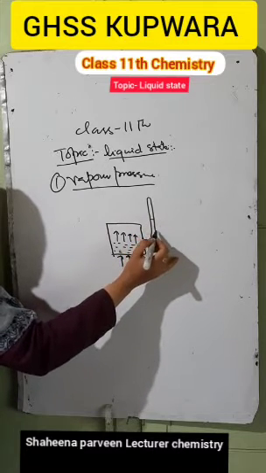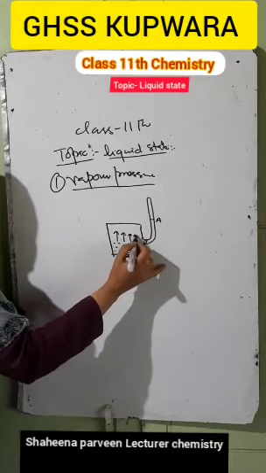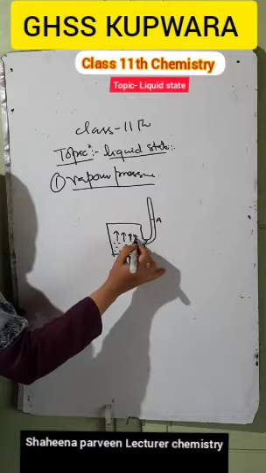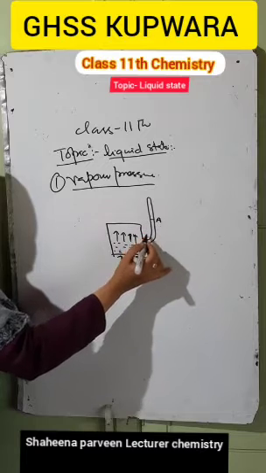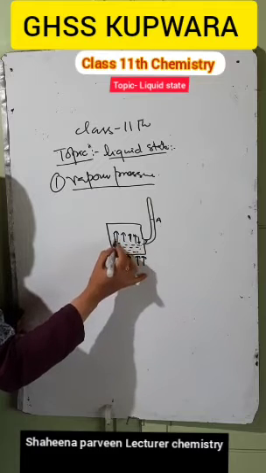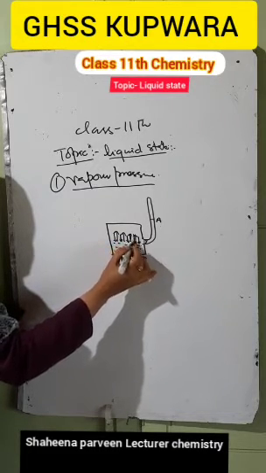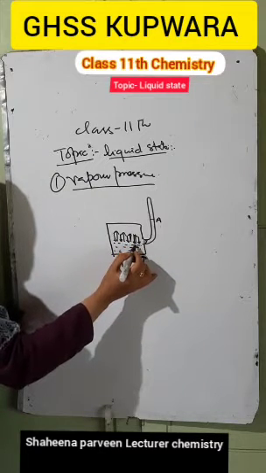Suppose it reaches a level A, which shows that more and more liquid molecules get converted from the liquid into the gaseous state, which is shown by the increasing level of mercury in the manometer. Now after some time what will happen? Some of the molecules from the gaseous state will condense, they will move back into the liquid state, that is called condensation.